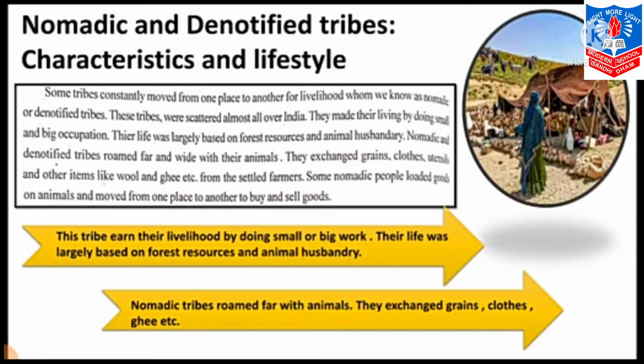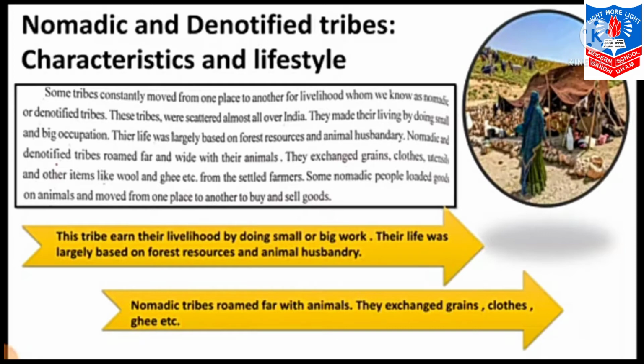Now students, we will learn about the characteristics and lifestyle of nomadic and denotified tribes. Some tribes constantly move from one place to another for livelihood, whom we know as nomadic or denotified tribes. These tribes were scattered almost all over India. They made their living by doing small and big occupations. Their life was largely based on forest resources and animal husbandry. It means the life of these tribes was largely based on forest resources and animal husbandry only. They roamed far and wide with their animals.